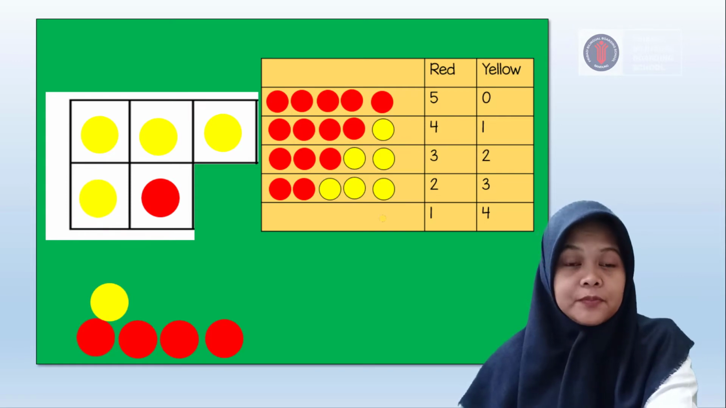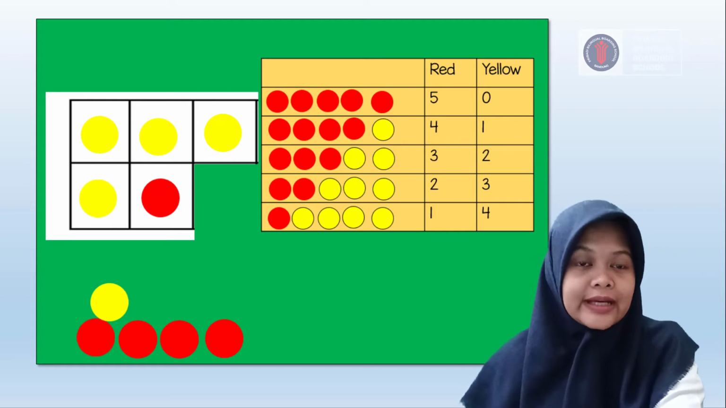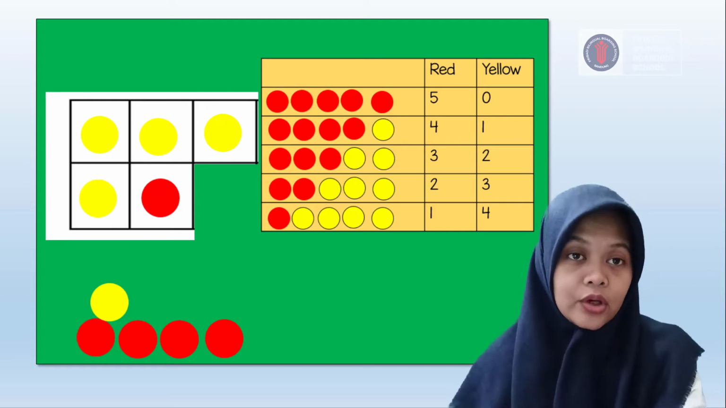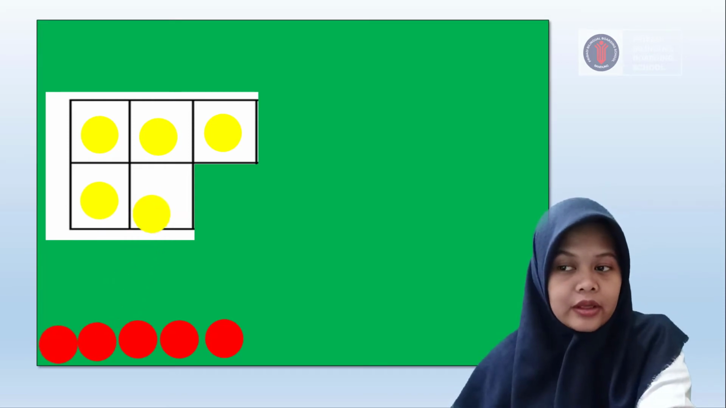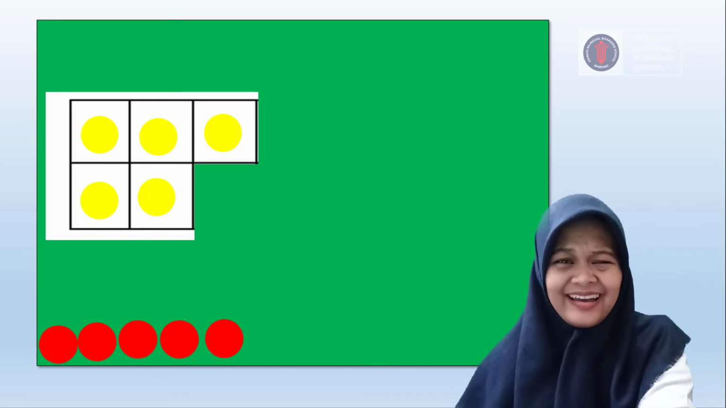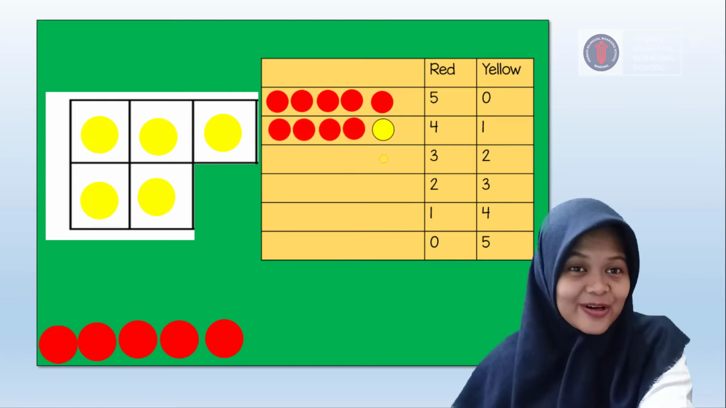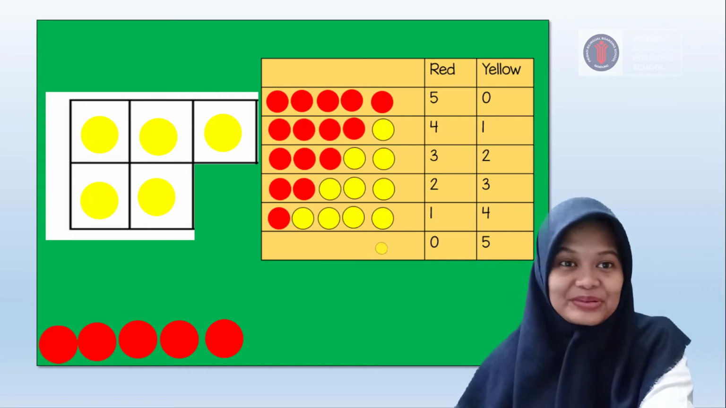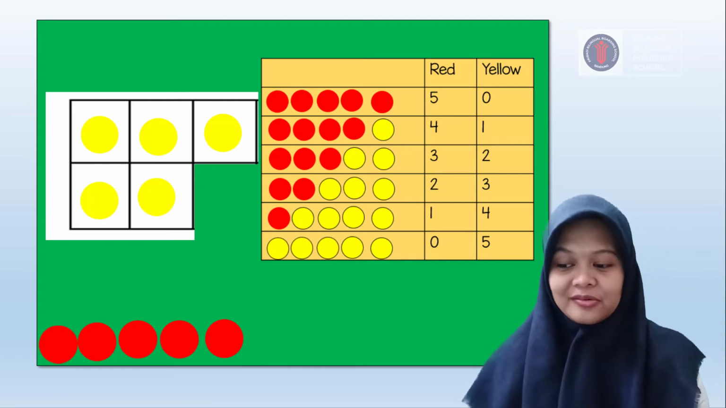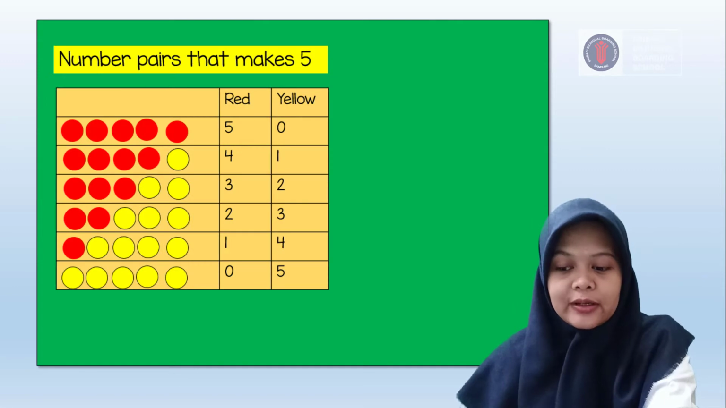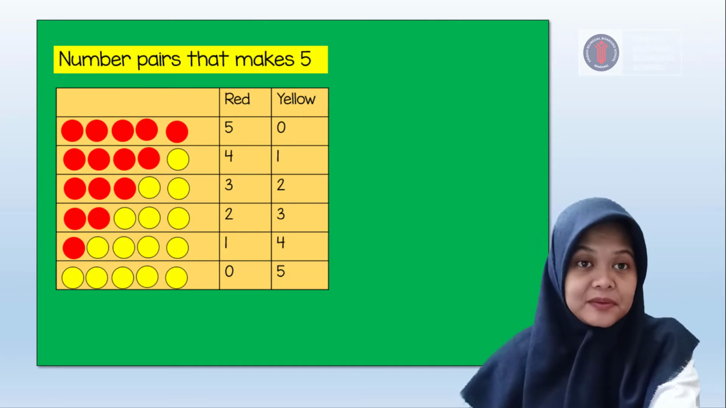This time I swap again, one by one. So now I have 4 yellow dots and 1 red dot. Okay, I swap another one. This time, all of them are yellow, so no red at all. So, 5 yellow dots and 0 red dots. We can record the number pairs by using tables like this.